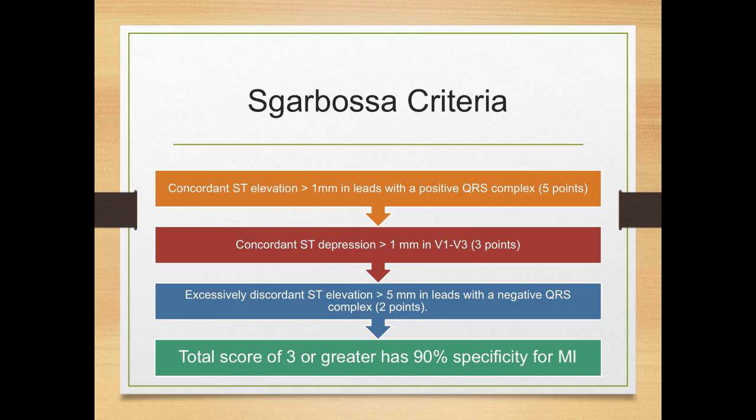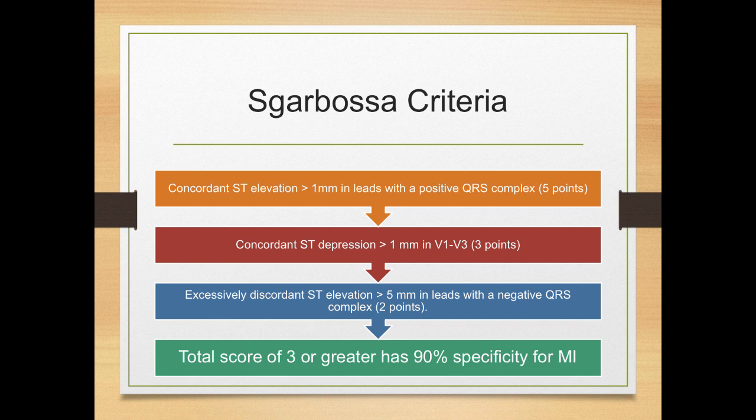Okay, Sgarbossa criteria. Buckle up. Three things, and each of these three things has points assigned to it. As we go through these three criteria, if we add them up, a total score of 3 or greater, based on research, has a 90% specificity that your patient is actively infarcting. So the first one, it's 5 points.